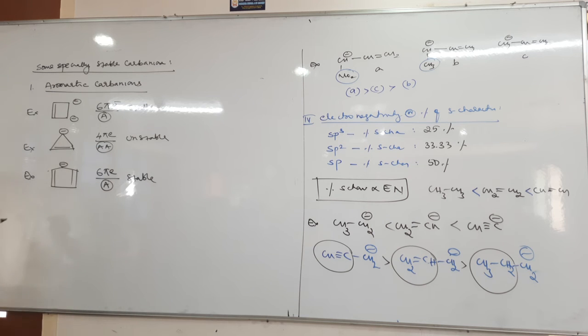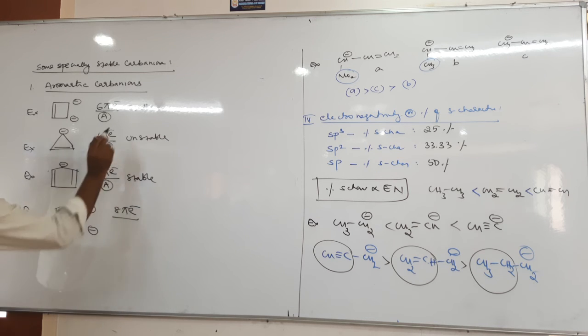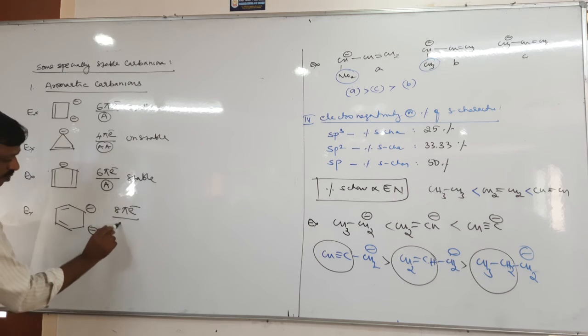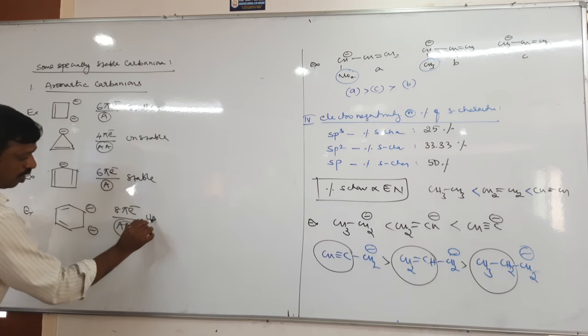Okay, next, eight pi electrons, unstable, that is anti-aromatic, unstable.